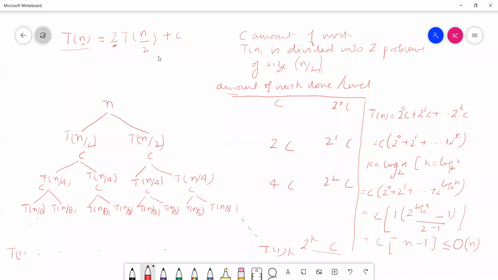Class, any confusion? No, sir. Okay. So note down this quickly. Then we'll move to the next one.